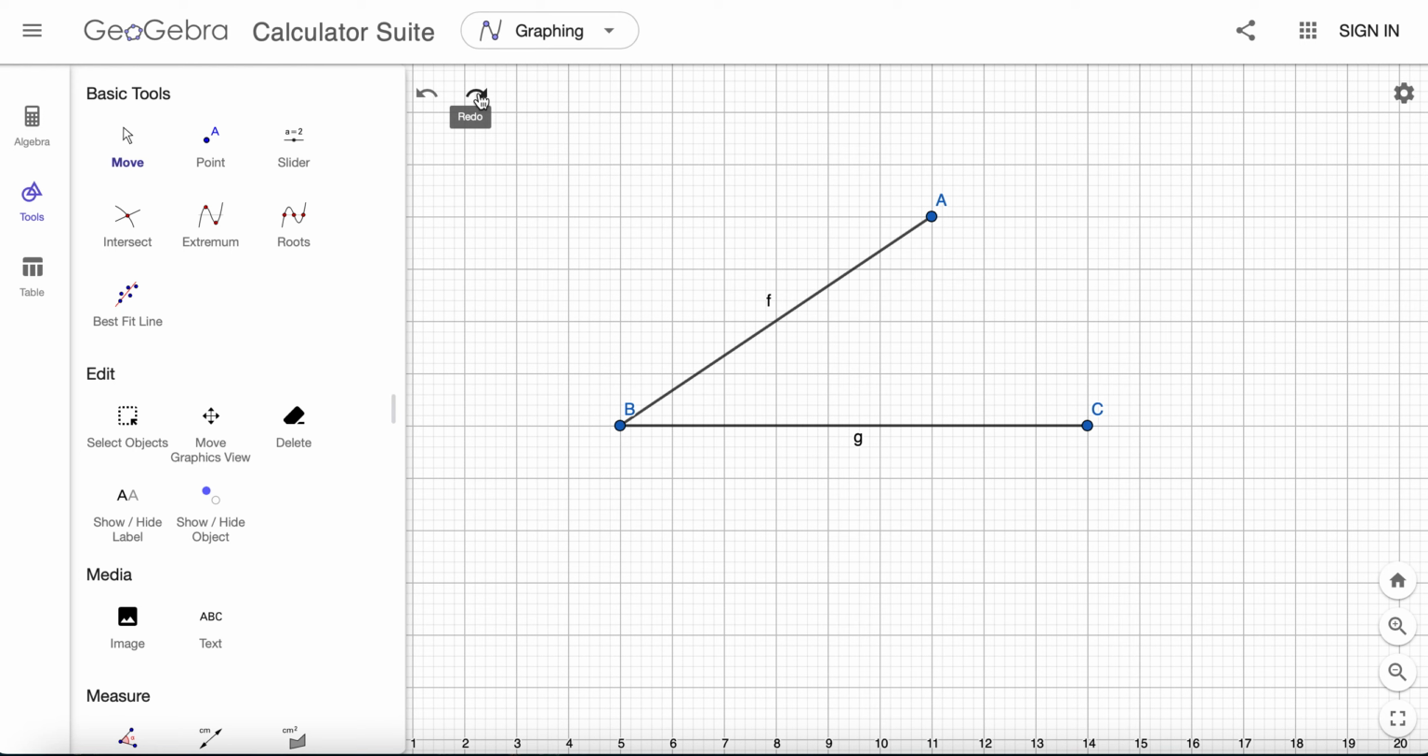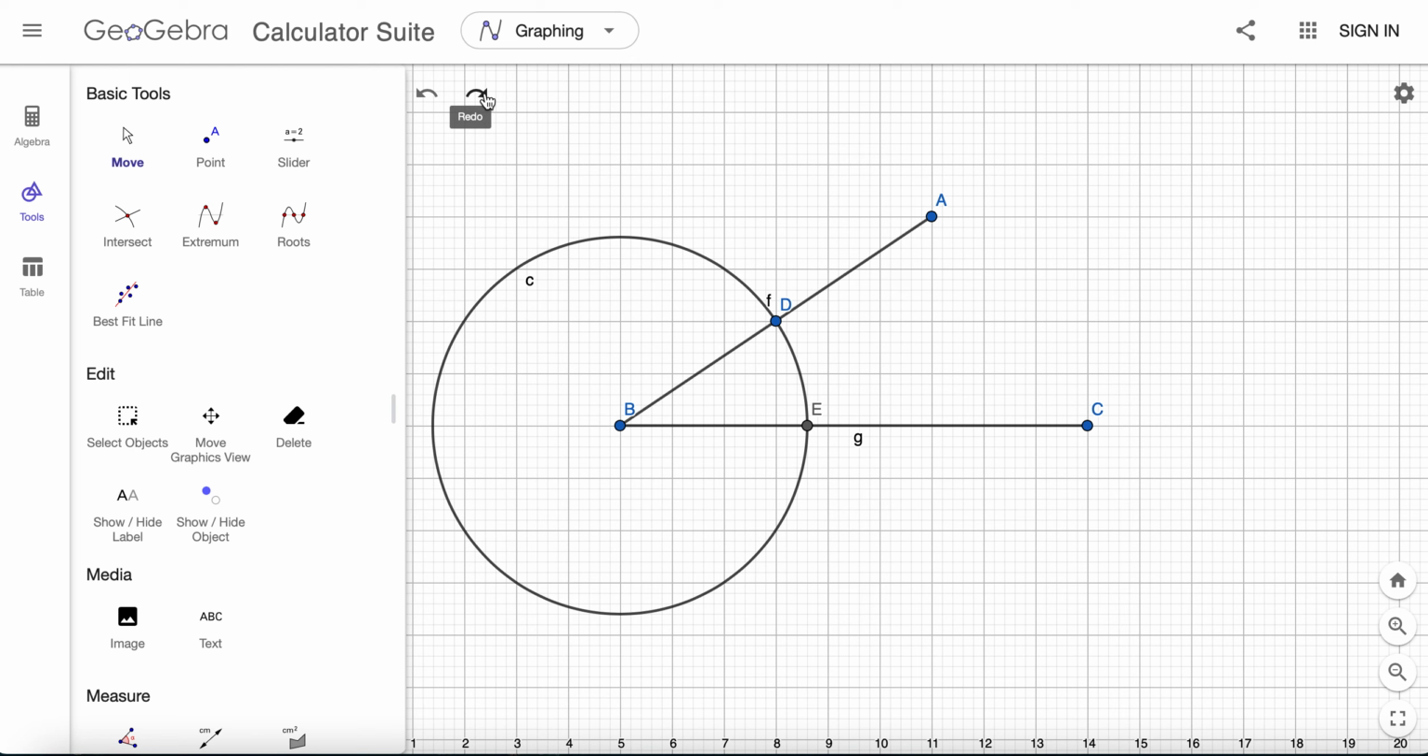The next step of the construction was to build a circle centered at B. And of course, this circle that we built is going to intercept rays BA and BC in 2 different points. One of the points we're going to label D, and the next point we're going to label E.